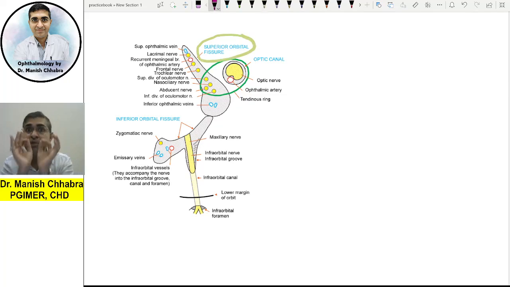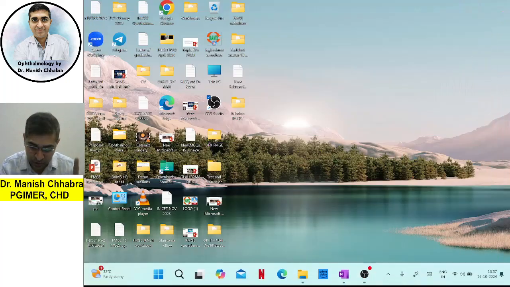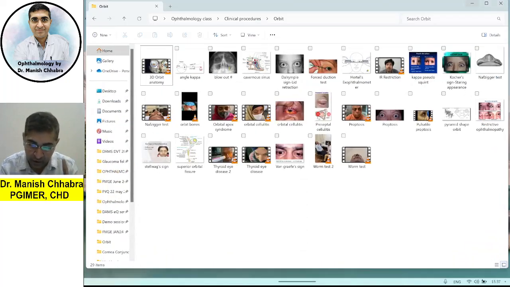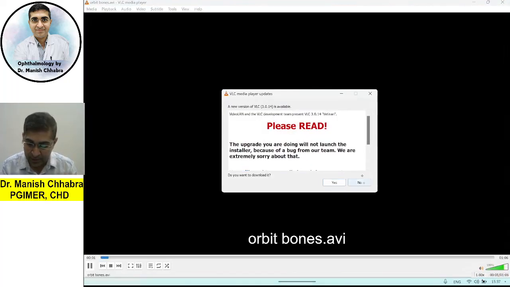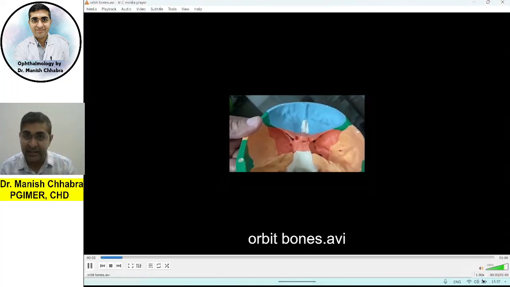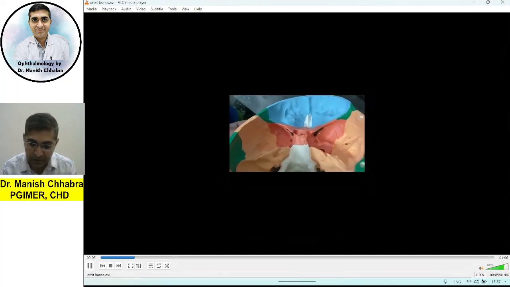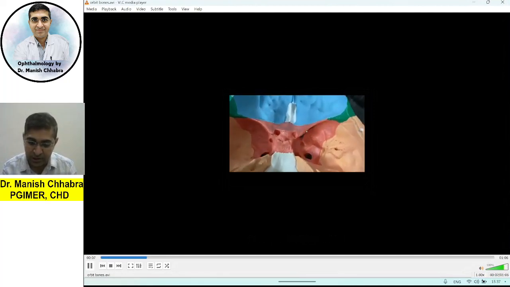Yes, so the superior orbital fissure is a gap which consists of two boundaries, which are the greater wing of sphenoid and the lesser wing of sphenoid. I'm just going to show it to you. So check out the video of the skull. Are you able to appreciate? Can you see that there is the superior orbital fissure? So this is your superior orbital fissure.